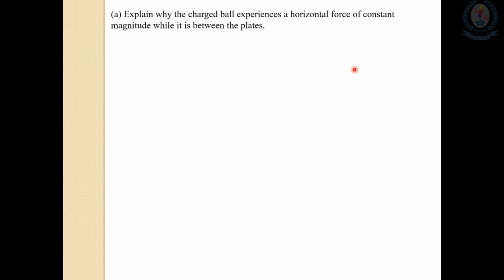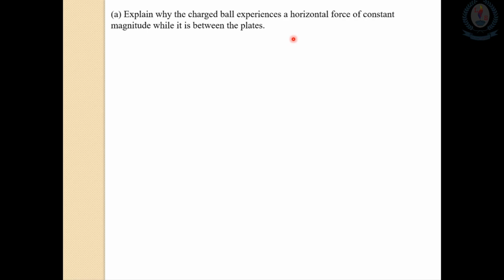Part A. Explain why the charged ball experiences a horizontal force of constant magnitude. Why does it refer to the magnitude? You have to understand the ball experiences a force in different directions. Once it touches Y, it is towards X. Once it touches X, it is towards Y. So the direction changes, but the charge is the same and the electric field strength is the same.